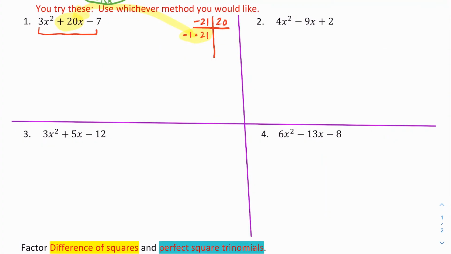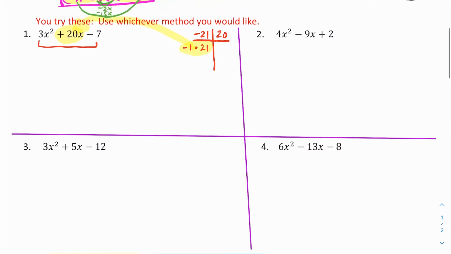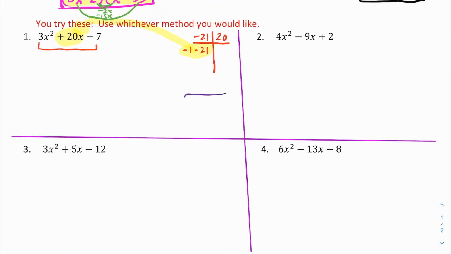Okay, so using the box method. Obviously the box is first. We're going to put these two numbers in the middle ones, so negative 1x and positive 21x. You have to put an x in there because there's an x in the middle term. If there was an x squared in the middle term, you'd put an x squared here. We're not getting to those yet.